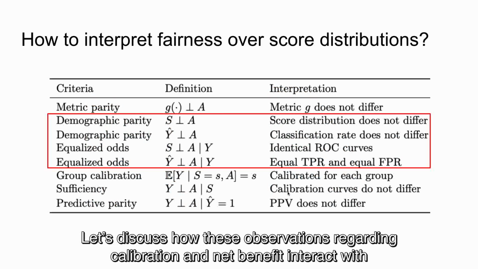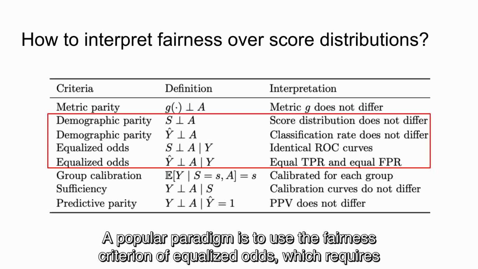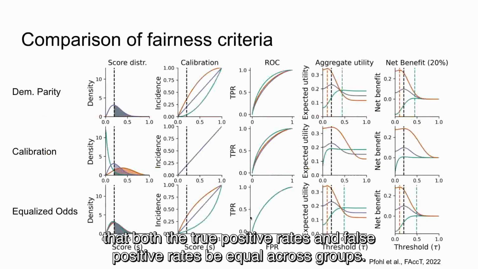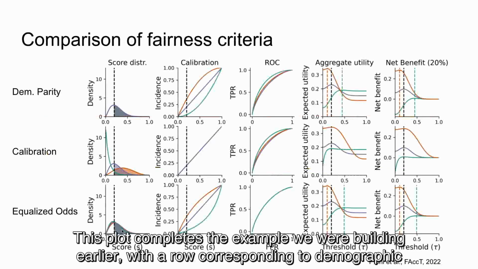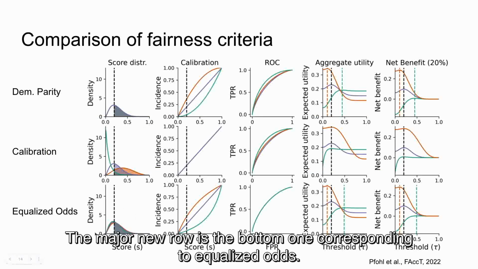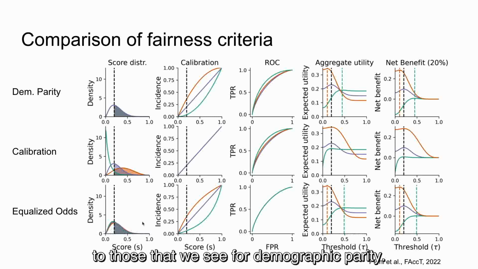Let's discuss how these observations regarding calibration and net benefit interact with other popular ways to conduct algorithmic fairness assessments. A popular paradigm is to use the fairness criterion of equalized odds, which requires that the true positive rates and false positive rates be equal across groups. And this plot completes the example we were building earlier with a row corresponding to demographic parity, calibration, and equalized odds. The major new row is the bottom one corresponding to equalized odds. In this case, the score distributions and calibration curves are similar but not identical to those that we see for demographic parity.